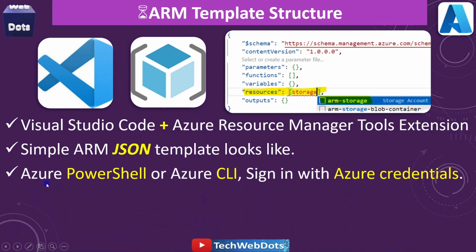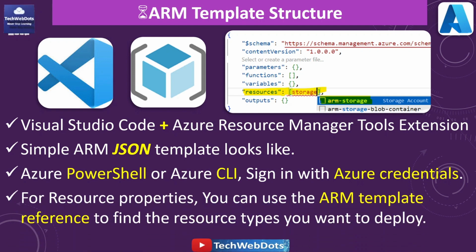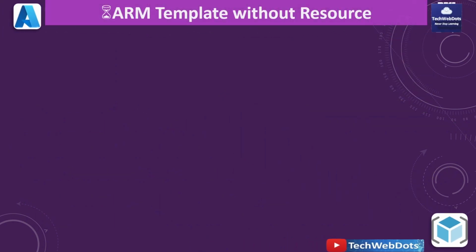So you can also use Azure PowerShell or Azure CLI. You have to sign in with Azure credential, and definitely you must have a resource group in the background, and you should also use the command line interface. Either you can use the command shell from Azure Portal, or you can download these tools on your machine and use them. And for resource properties, you can use the ARM template reference to find out the resource types that you want to deploy. If it is not clear, wait for a moment, I will share in my next screen.